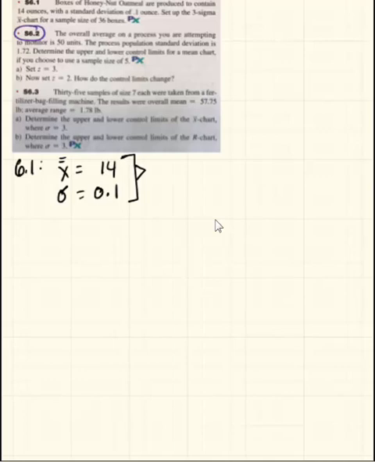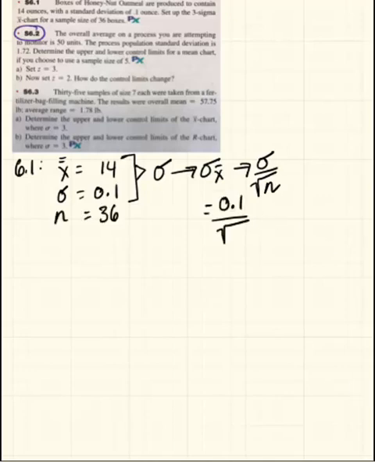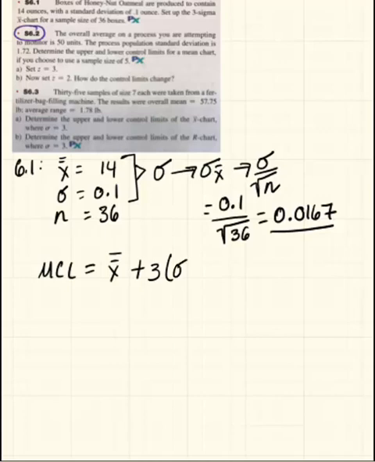So the first step we need to do is convert this to a sample standard deviation. So in order to go from here over to here, we need to take our standard deviation and divide it by our square root of n. And I added there the n of 36. And so this should give us a sample standard deviation of 0.0167.